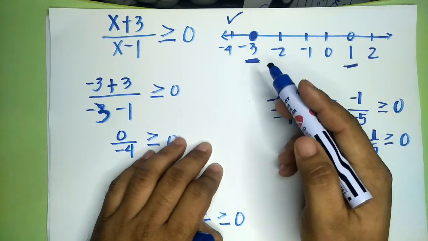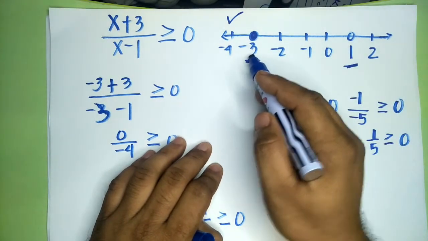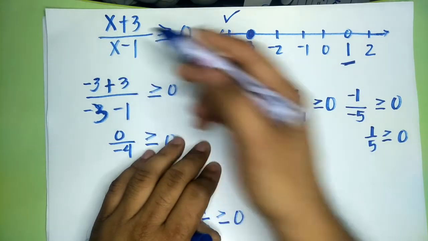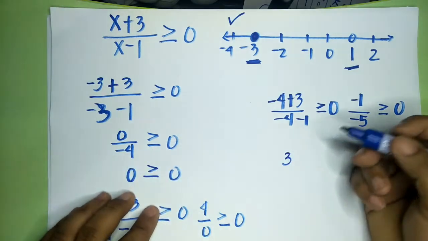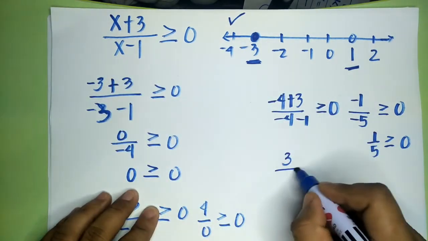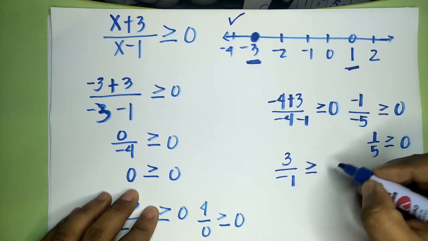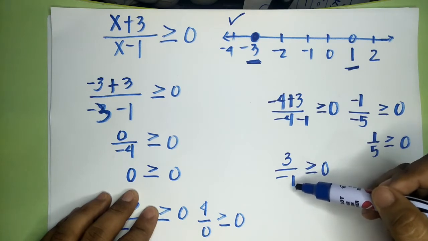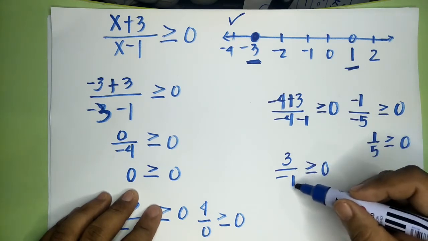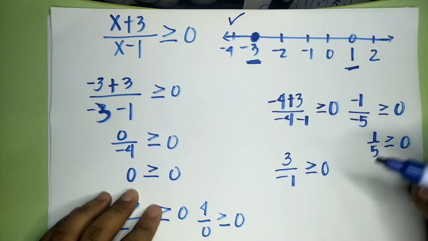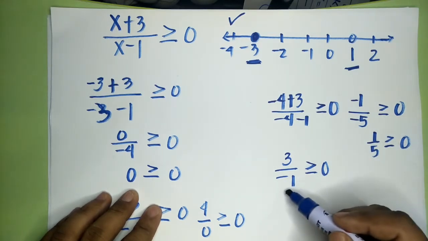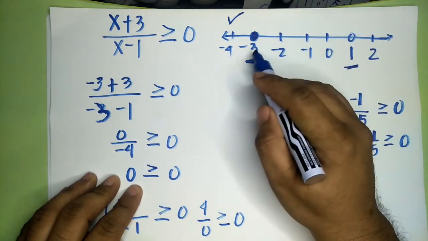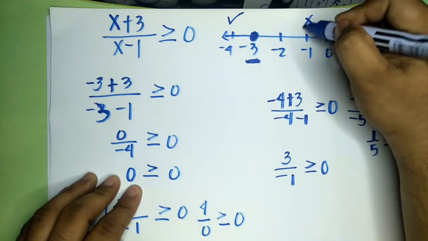Pangalawang test values natin ay sisilect sa pagitan naman ni negative 3 at positive 1. So, halimbawa, mas madali 0 na lang. So, 0 plus 3, that is 3. 0 minus 1, that is negative 1. Greater than or equal to 0. So, 3 divided by negative 1, so that is negative. So, ibig sabihin, hindi pa rin included kasi ang hinahanap natin dapat ay 0 o kaya ay mas mataas sa 0. Ibig sabihin, hindi included yung nakapagitan kay negative 3 at positive 1.